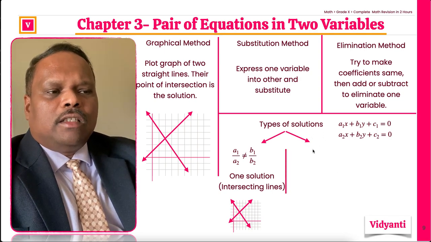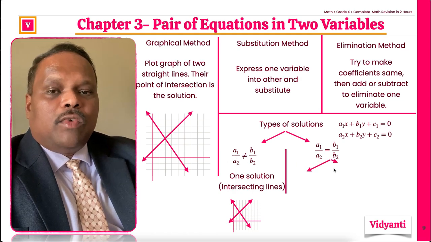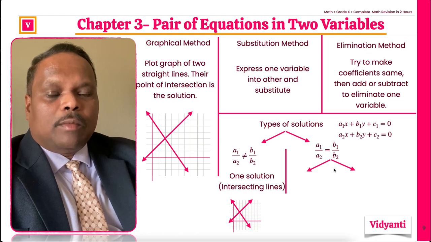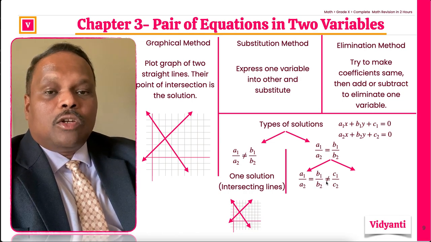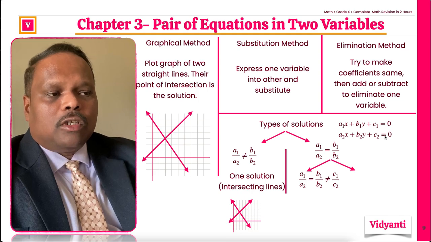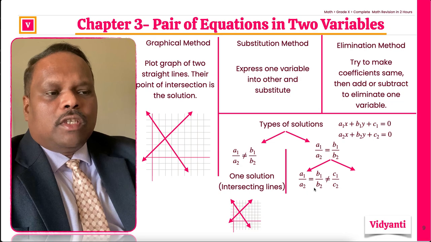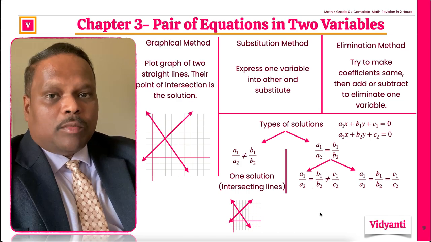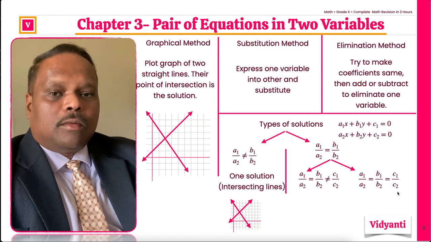Well, let's see the other possibility. What if a1 by a2 and b1 by b2 are identical? Then we have two further sub-situations. If this equal relation is not matching with c1 by c2, remember c1 and c2 is something we have not considered so far, then we have one sub-scenario, and if it is matching with c1 by c2, then we get the second sub-scenario.